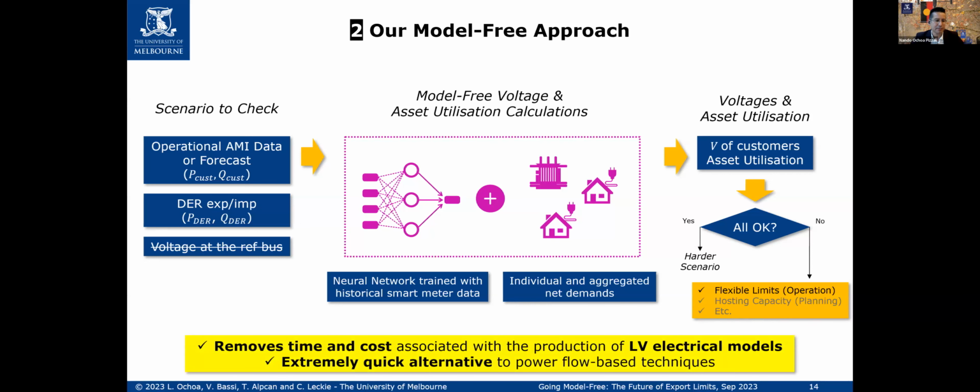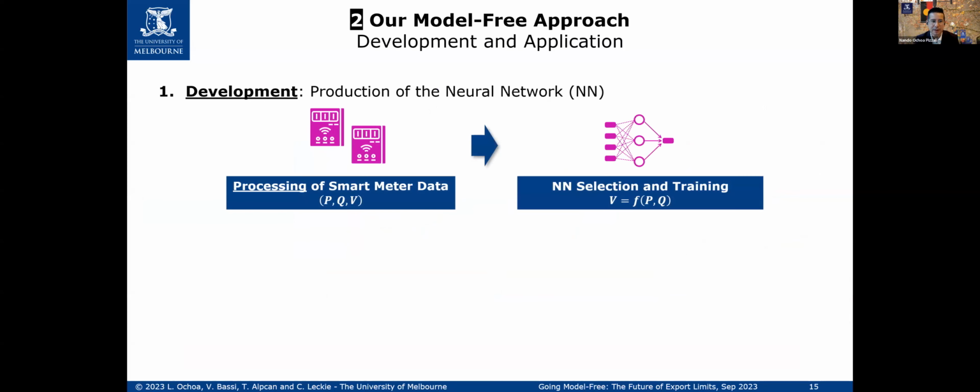Now, the idea behind this is that by doing so, we can remove the quite high cost and time associated with the production of electrical models, right? Interestingly as well, a neural network is produced in a matter of minutes or hours at most, depending on whether you parallelize the computing or not. Once you have it, you can run the calculations much, much faster than power flows, because power flows are iterative. So there are multiple benefits. Now, how do we do this?